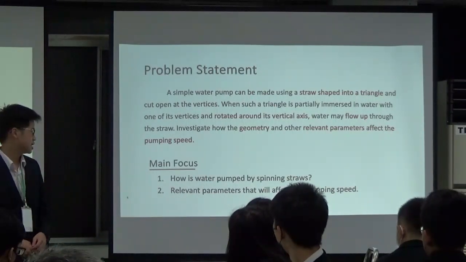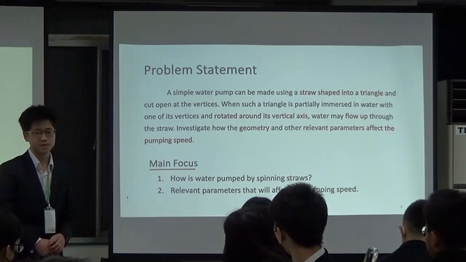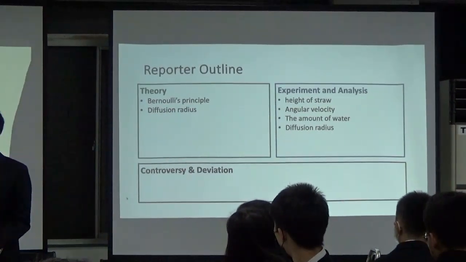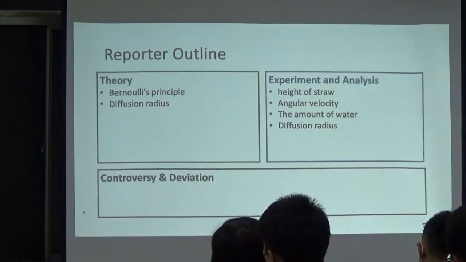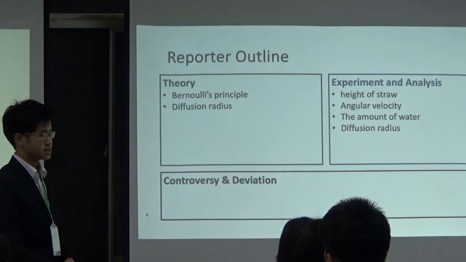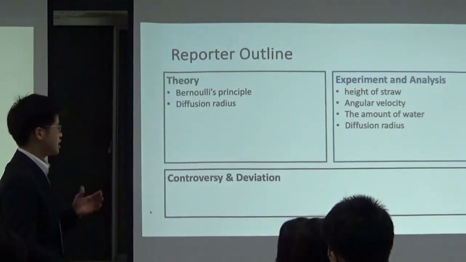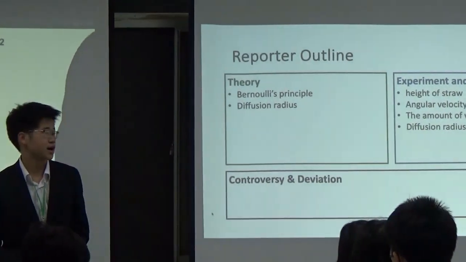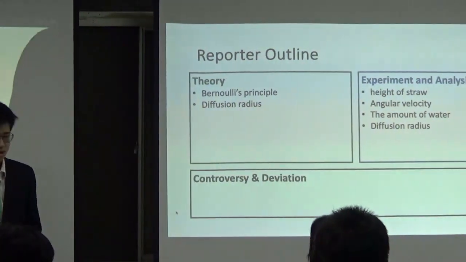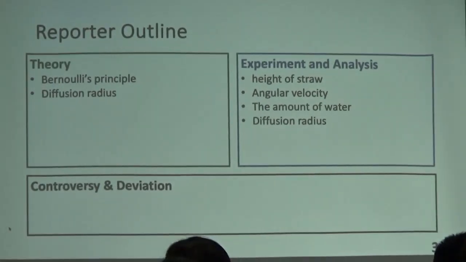So our main focus will be how water is pumped by the spinning straw and the relevant parameters that affect the pumping speed. And this is the report's outline. First, in the theory part, he mentioned Bernoulli's principle and the diffusion radius that he calculated. And for the experiment data analysis part, he has done 3 kinds of parameters, which are the height of the straw, the angular velocity, and the amount of the water. And the measurement is the diffusion radius. However, he had no explanation for the deviations.